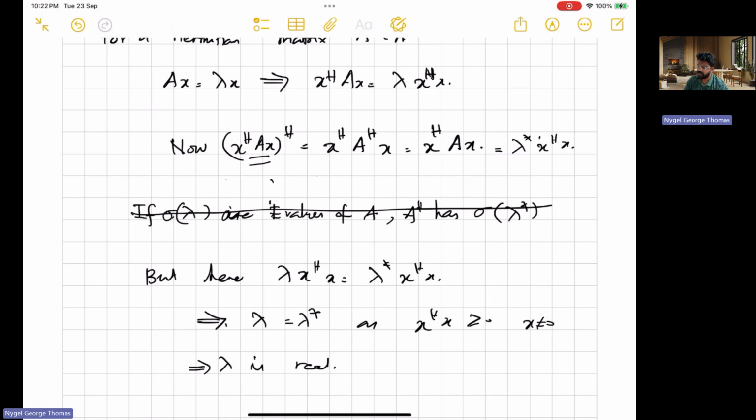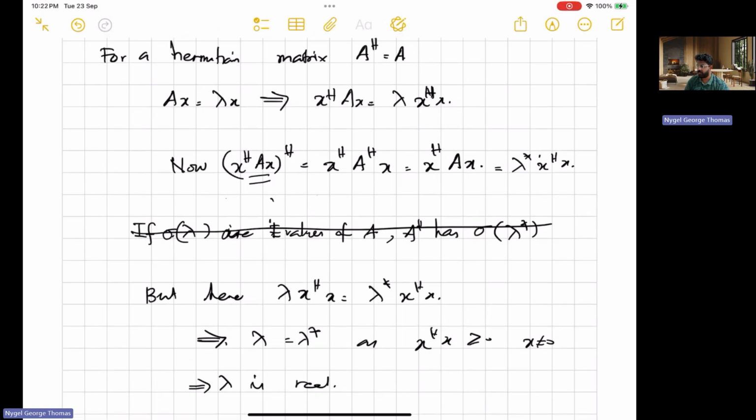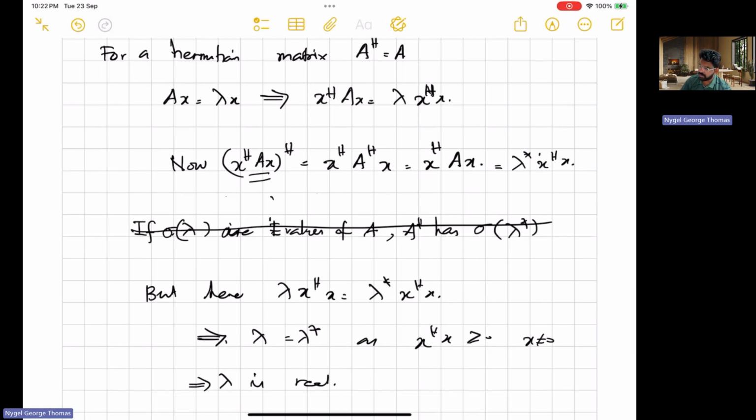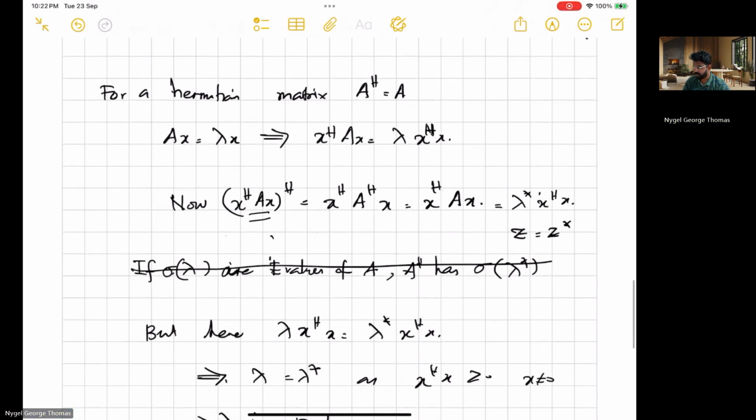So here, this is a quadratic form. The conjugate of this is the same as that value. So this is a complex number, and let's say that complex number is given by c. c is equal to c conjugate. If z equals z conjugate, it means the imaginary part is actually 0. So it means lambda is real.